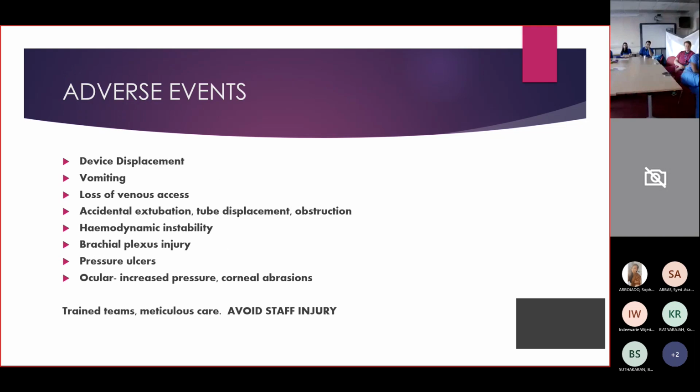So when we prone, again, what are the adverse events that can happen? You all will be knowing this. Any displacement of any devices, accidental extubation, hemodynamic instability, vomiting can happen, loss of venous access can happen, positioning can cause brachial plexus injury, pressure ulcers, increased intraocular pressure, corneal abrasions. So all this is why it is important that the team which does the proning and deproning are trained and they know what they are doing. This also helps to avoid staff injury.